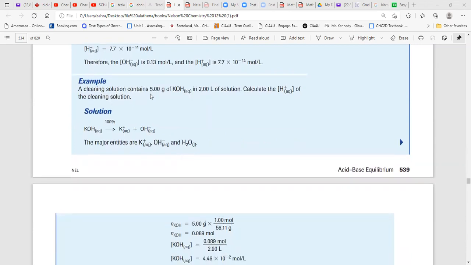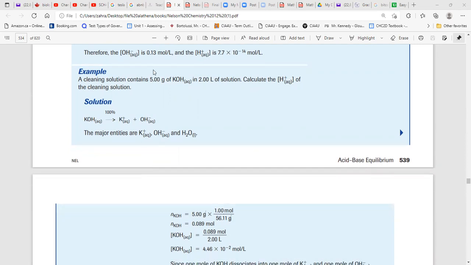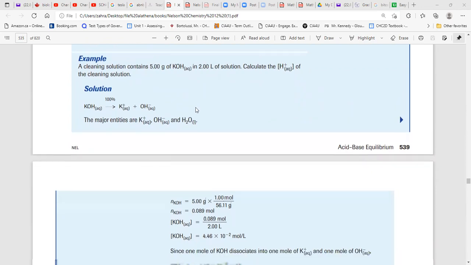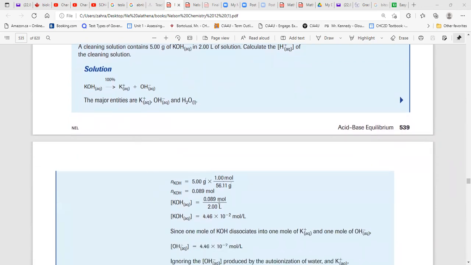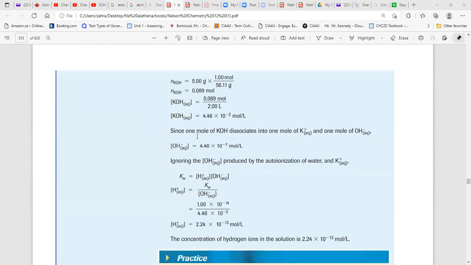Here, a cleansing solution contains 5 grams of KOH in 2 liters of solution. Calculate the hydrogen concentration. That would be the same thing. KOH is a strong base. You need to convert this to the mole, and this is the liter. So finding the concentration of the KOH is this way. And then consider KOH and OH are the same.